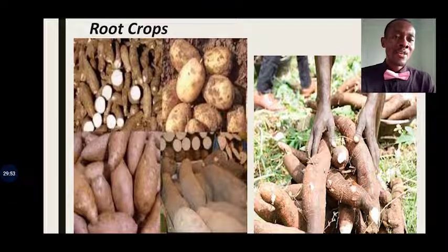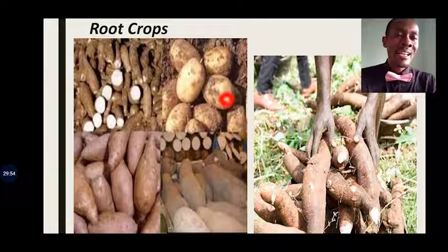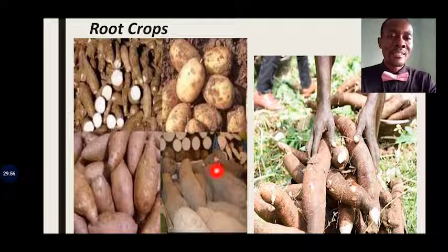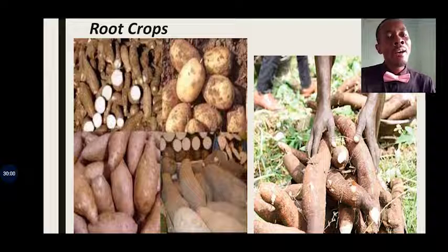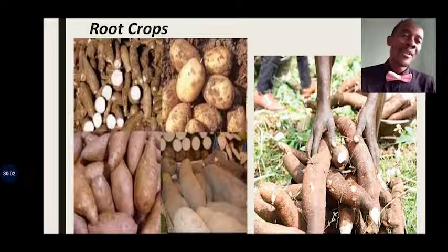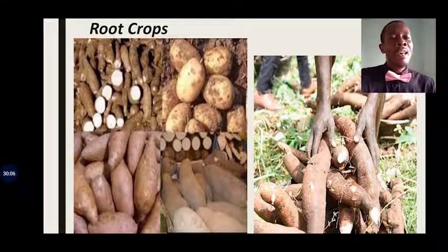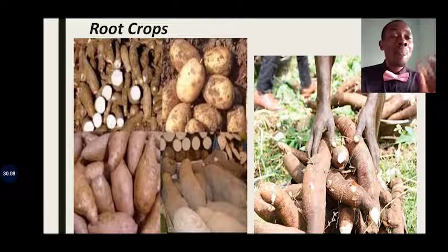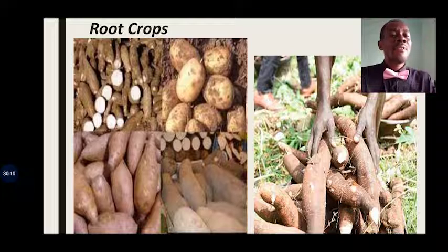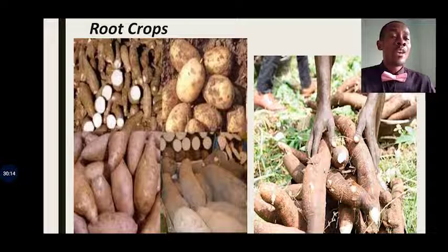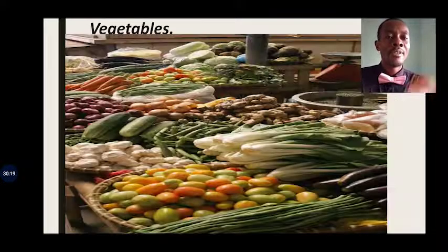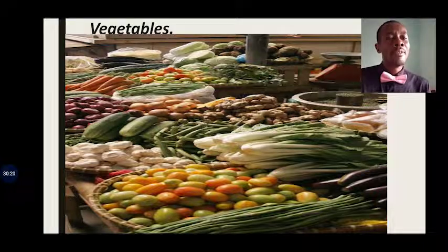All right, as you can see on your screen, that's the cassava, that's the sweet potato, this is yam, and then the potato as well. You also have cocoyam, although not on your screen, but cocoyam is part of root crops. Now, these ones are mostly starch-filled crops. They enrich our body with a lot of carbohydrates, and they are classified as root crops. Now, we have the vegetables.